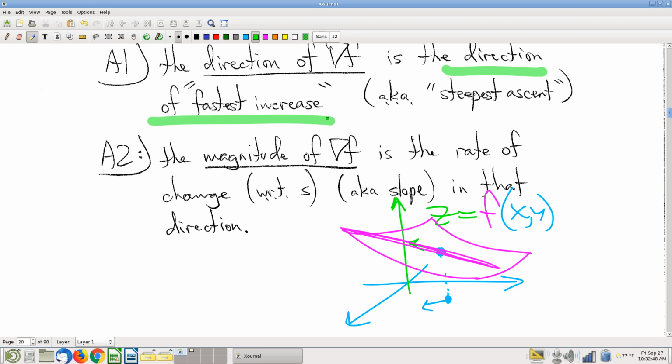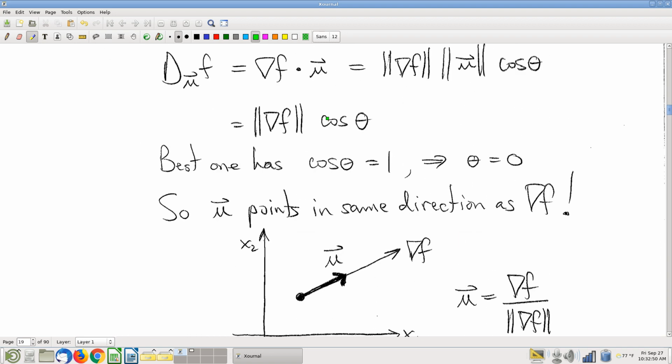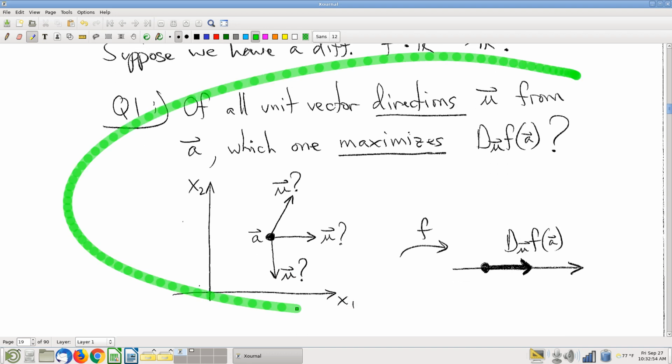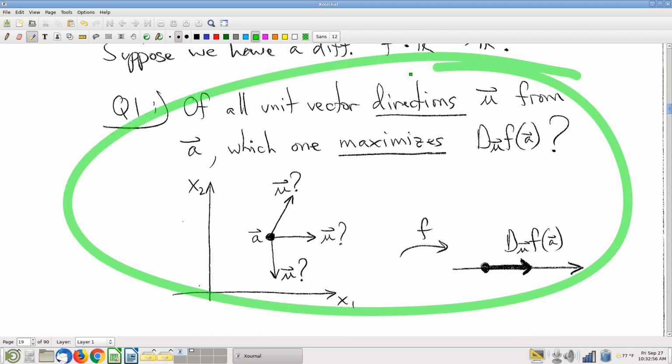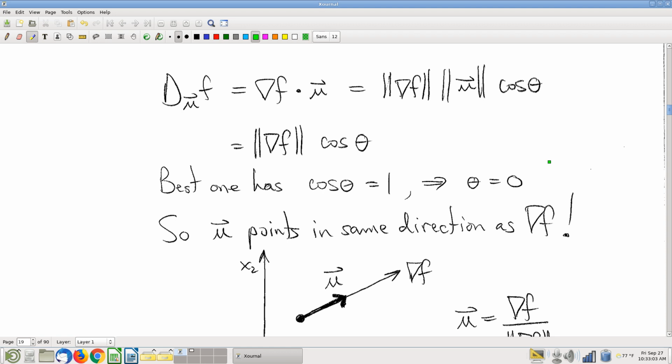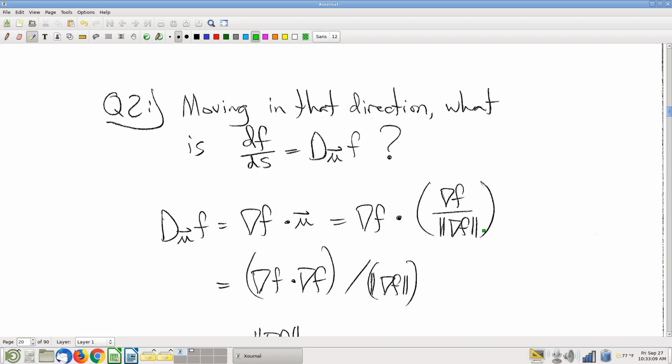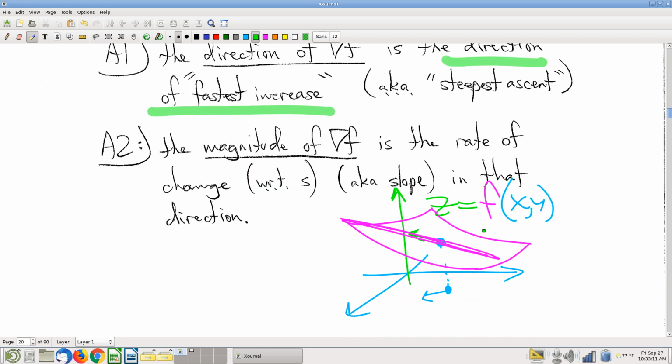Is that direction defined as the fastest increase? No, we just proved a theorem. We didn't define it to be the answer to the question. We asked the question, and we did a little study. Here's our question: what direction maximizes the directional derivative? And we computed, argued, and came up with this as our answer. That's not a definition. That's a result.